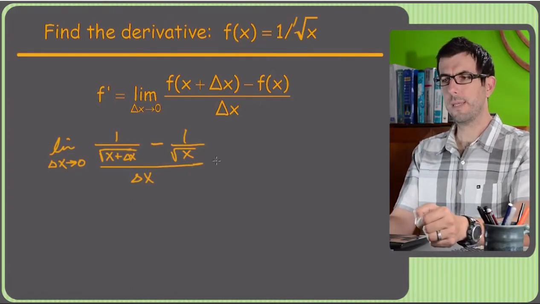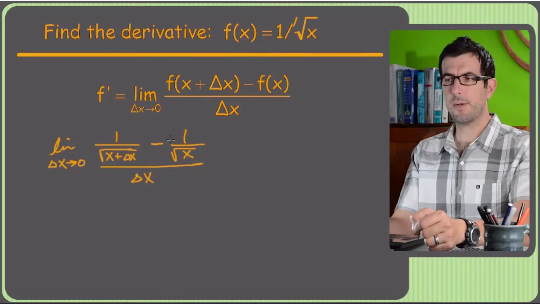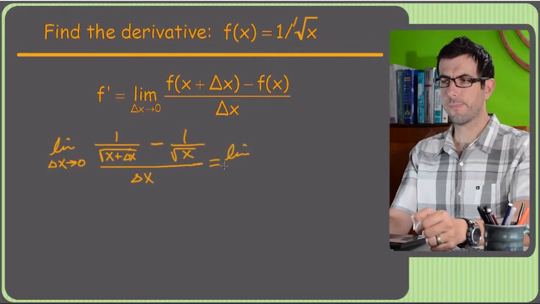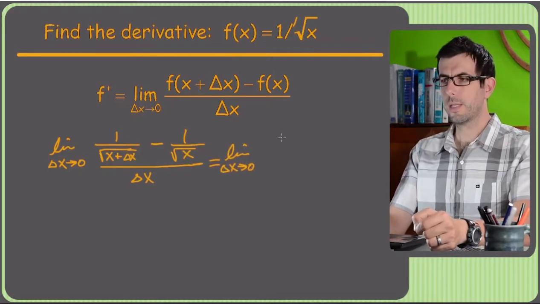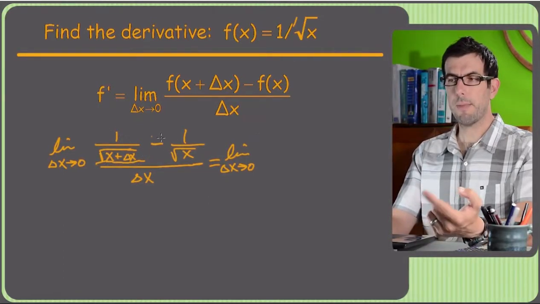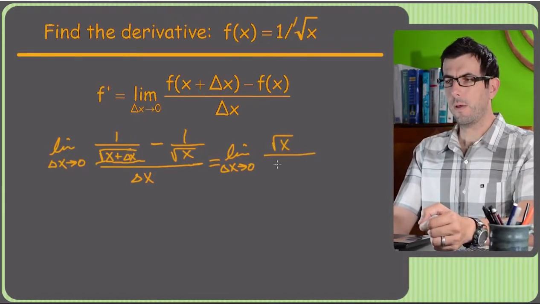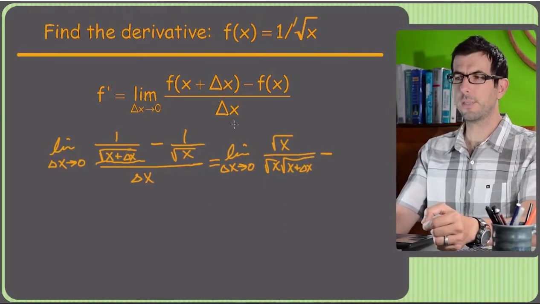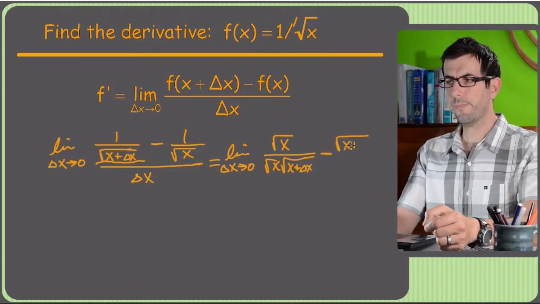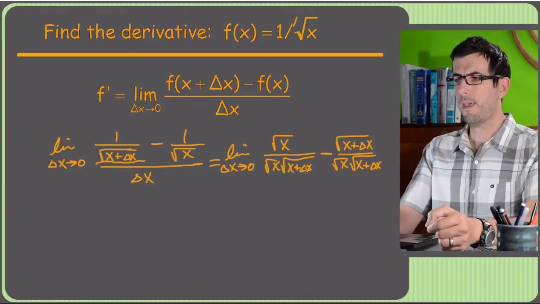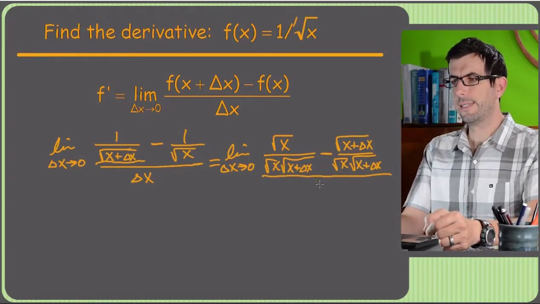All right, I'm going to find a common denominator first, of this numerator stuff. What is the common denominator of all that? It's just going to be root x times root x plus delta x. So this first term needs a root x, so I multiply top and bottom by root x, and I get root x over root x times root x plus delta x. Subtract, and the second term needs a root x plus delta x. All of that is still over delta x.